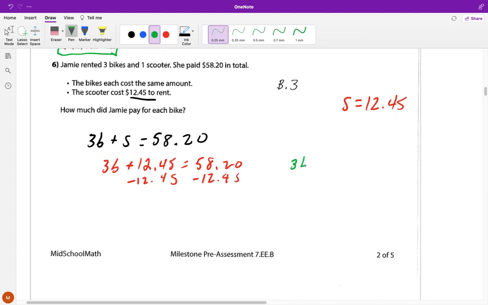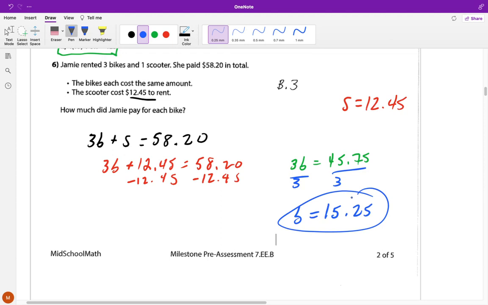So now we get 3B is equal to $45.75. And then we're going to divide that by 3 to isolate that B. So that means the bike must have cost $15.25 each to rent. All right. Remember, on your test, if it doesn't say you have to translate it into an equation, you don't need to. You can just go ahead and solve.